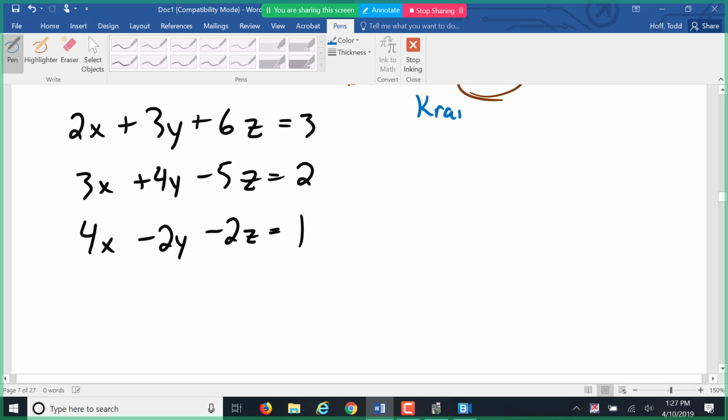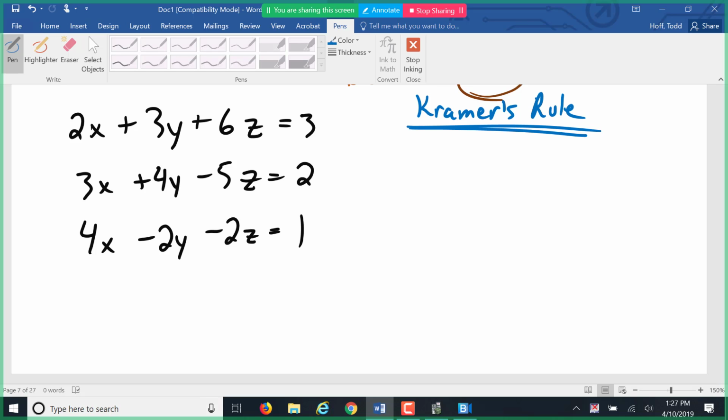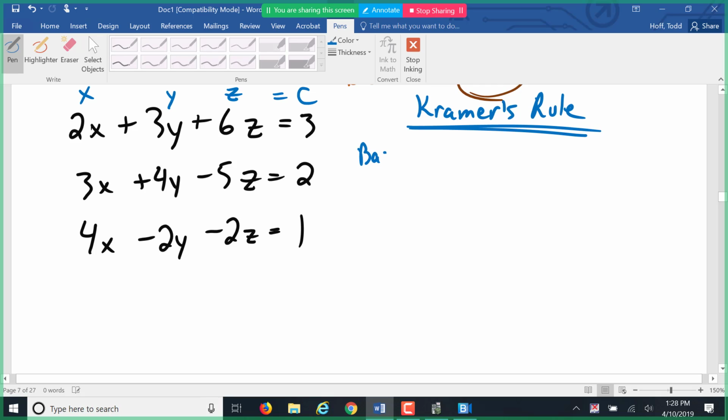There's something called Cramer's Rule. Cramer's Rule is telling us that we can create matrices from this system of equations, find the determinants of those matrices, and use those determinants to find the solution. Cramer, first of all, just like we had to with the augmented matrix, we have to line them up: x's, y's, z's equals constants. They're already done for this system. Cramer defines something called a base matrix. He labels the base matrix M.